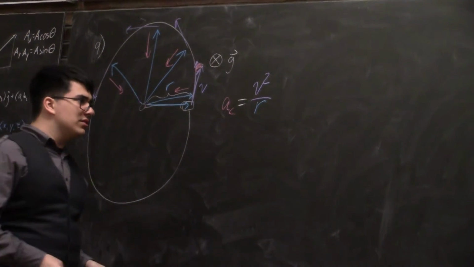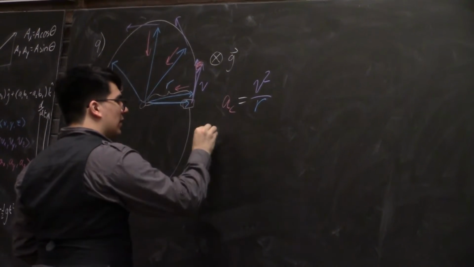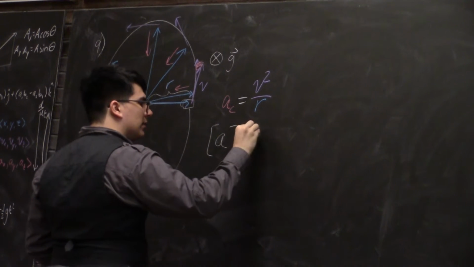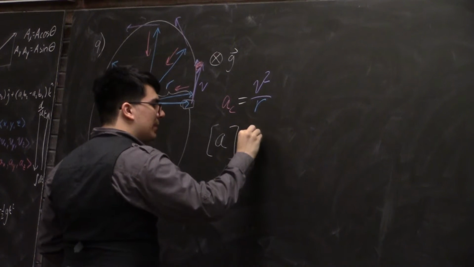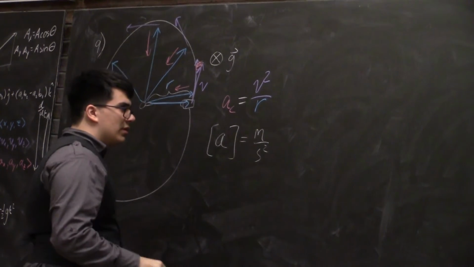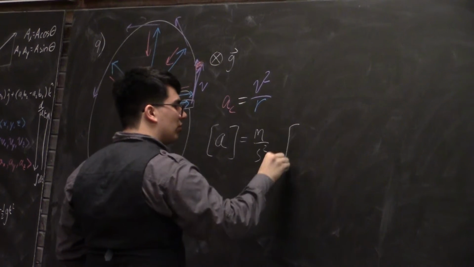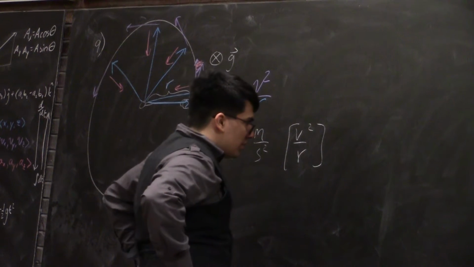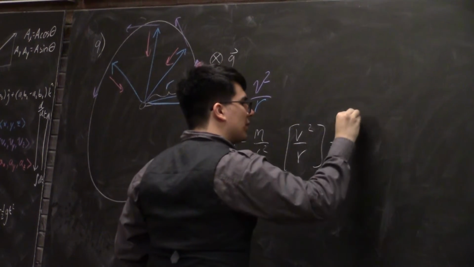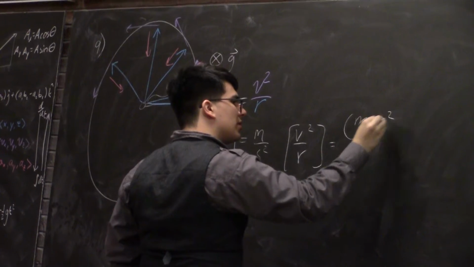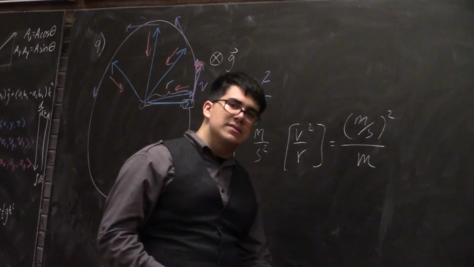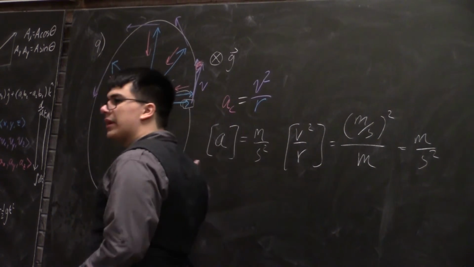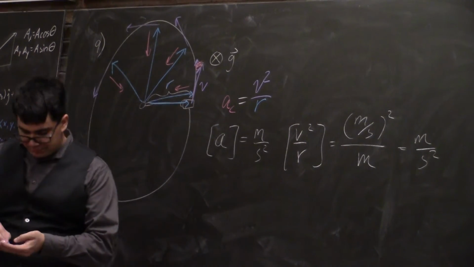Or we can do a little dimensional analysis here and say, all right, well, the dimensions of acceleration are dimensions of meters over a second squared. So this dimension should also be the same. So the dimensions of velocity squared over position would be something like meters per second squared per meter. Well, that makes sense. We'll end up just getting meters per second squared, which works out just as we intended.